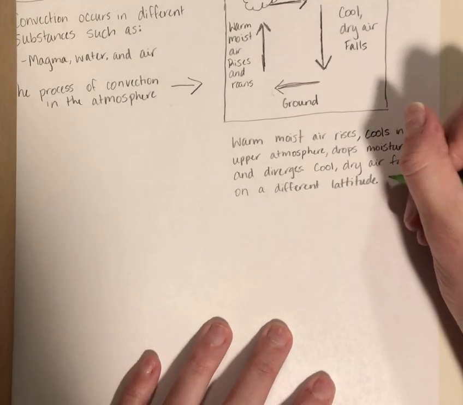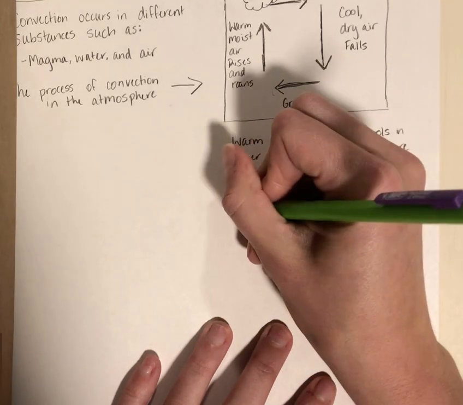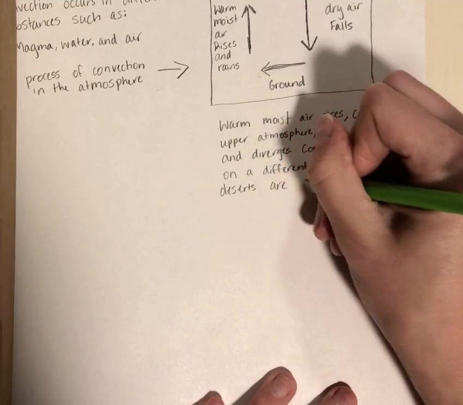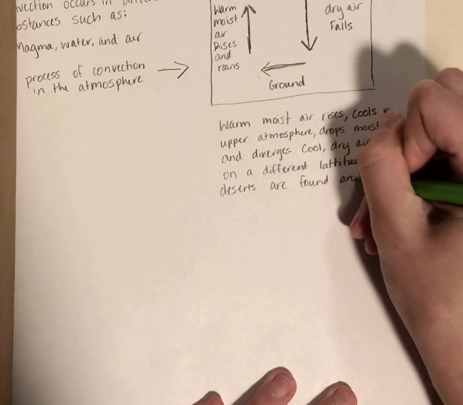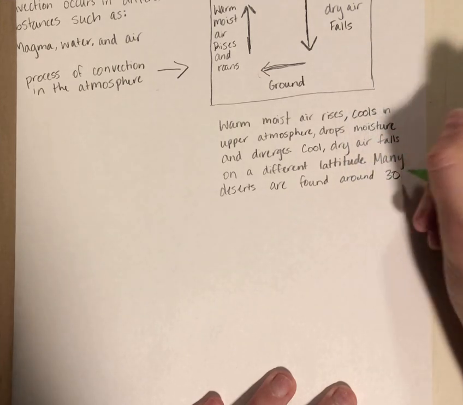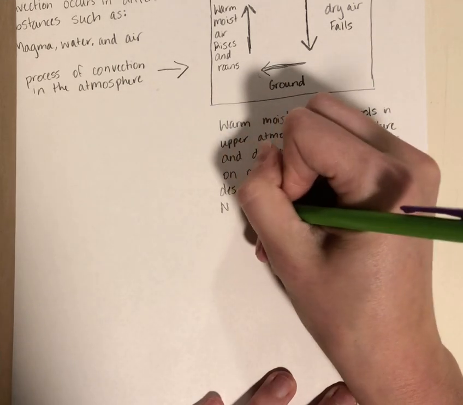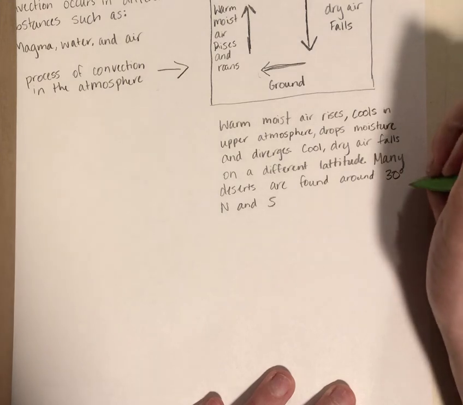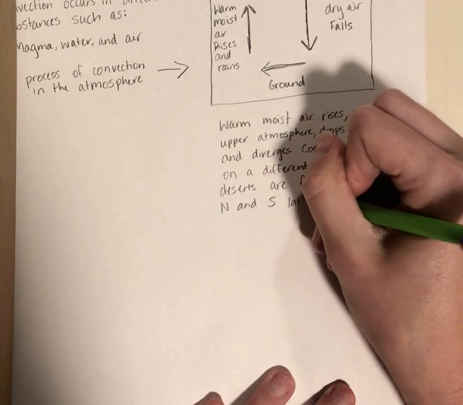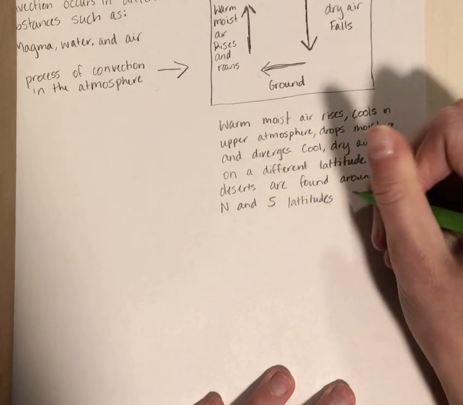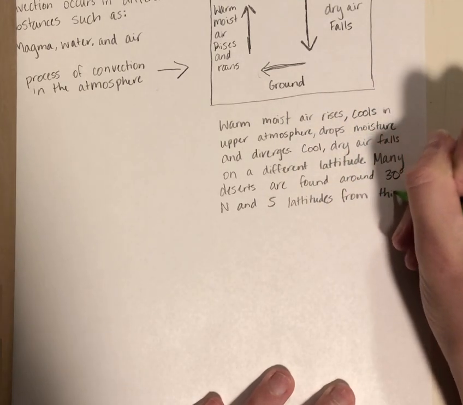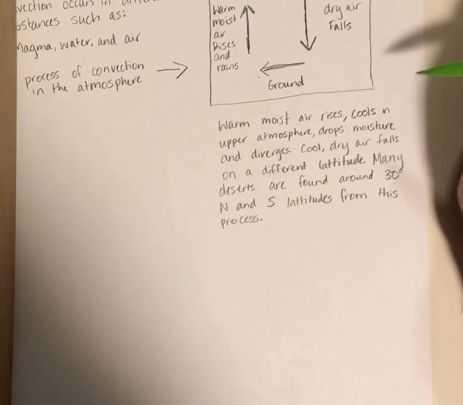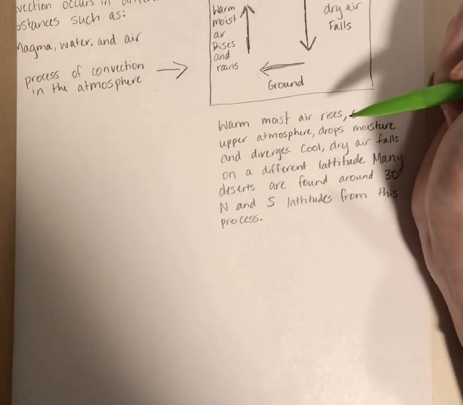Okay? So many deserts are found around 30 degrees north and south. So 30 degrees north and south latitudes. And it's caused from this process. Because when we think about it, sun hits directly onto the equator, or most direct onto the equator.